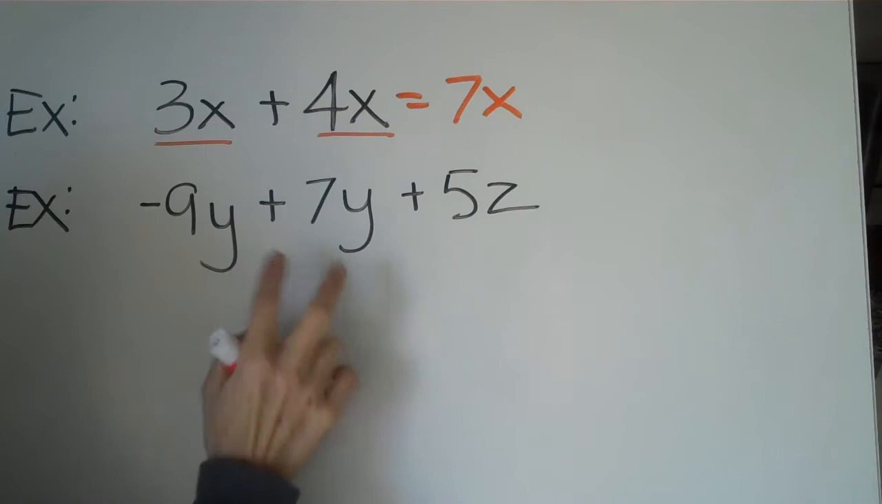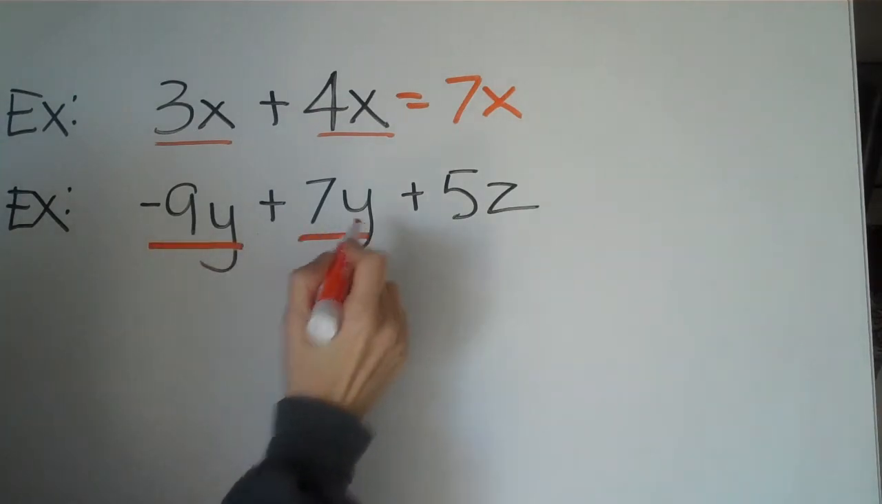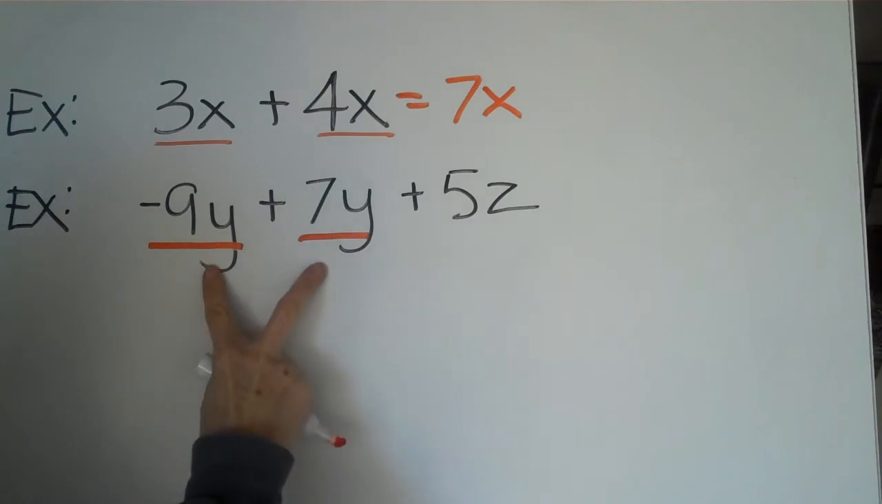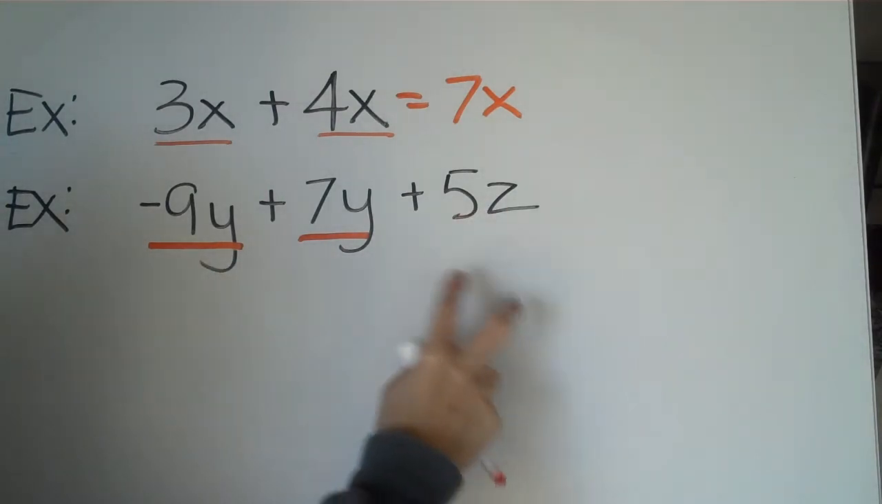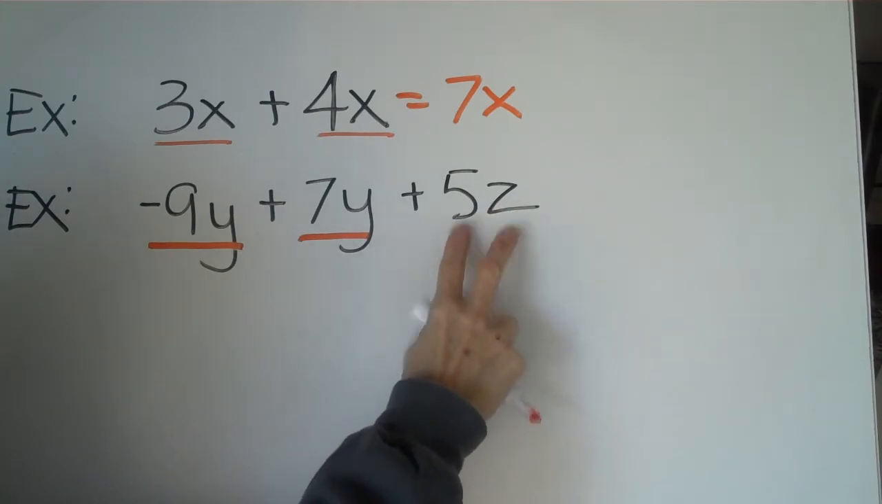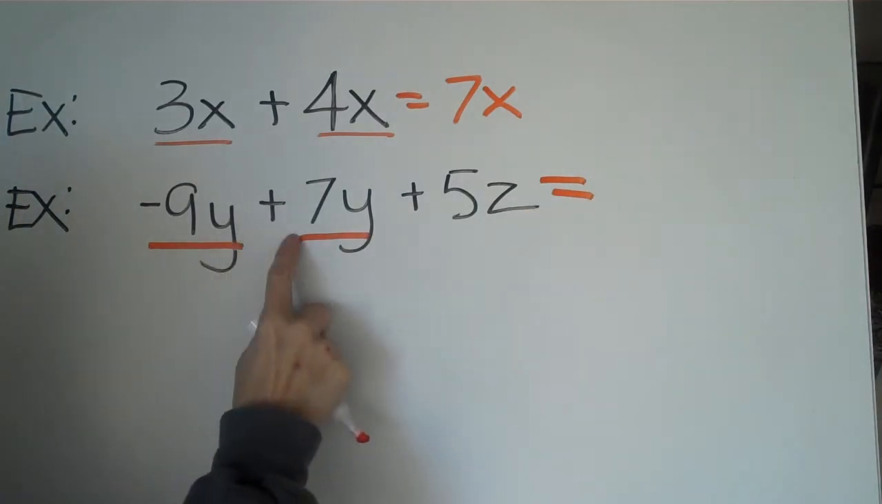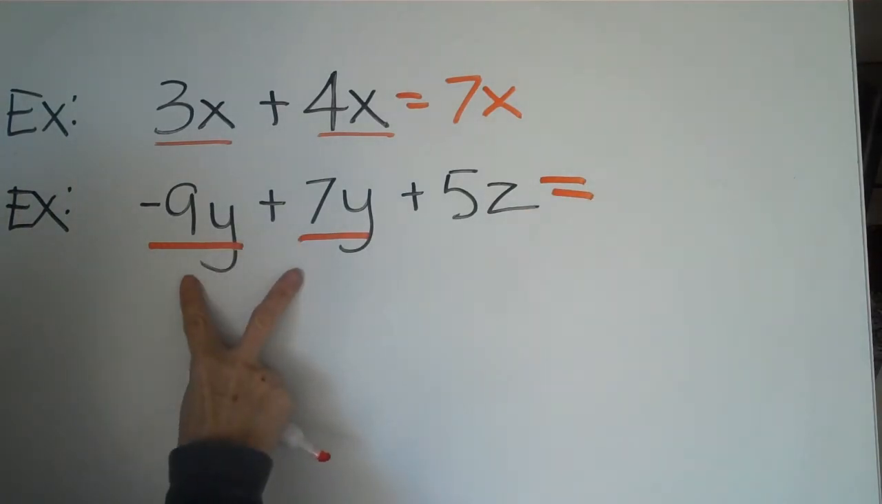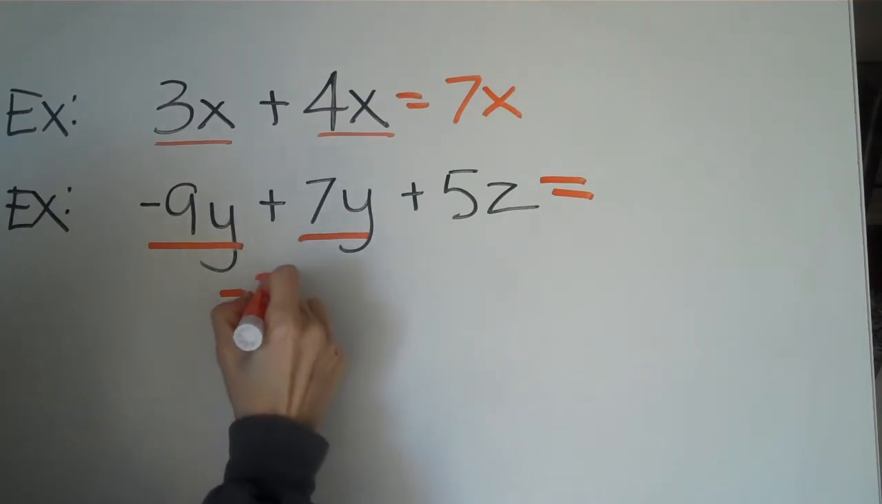So now let's look at the like terms in the second example. Negative 9y plus 7y. Those are definitely combinable. 5z obviously doesn't have anything to combine with, so it's just going to remain 5z in the final answer. So we have negative 9 plus 7, and this is an integer rule, right? Negative 9 plus 7, you're going to end up with negative 2.